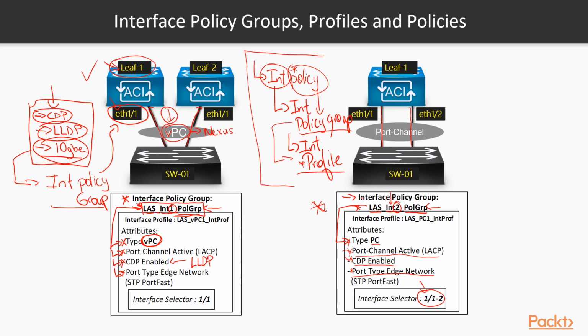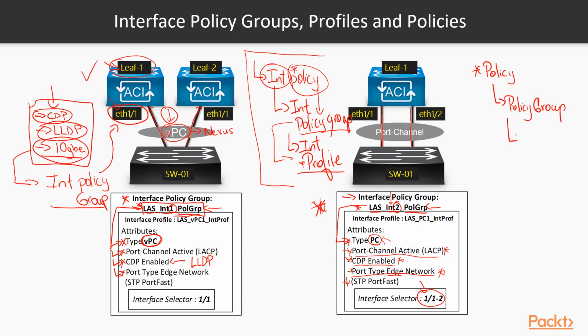So in this case, I have an interface policy group. This policy group, interface 2, is a port channel interface, which we want to negotiate LACP as our port channel protocol, or as our link aggregation control protocol. We build a policy. We attach the policy to the policy group.